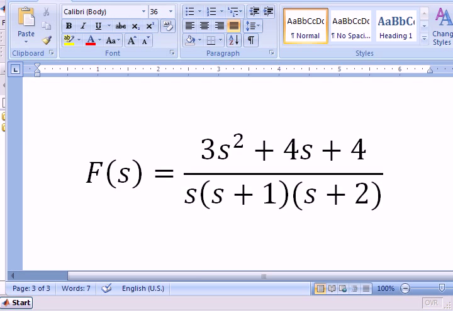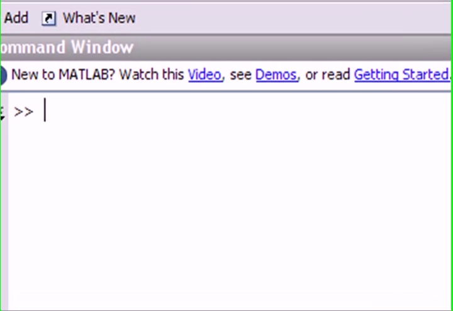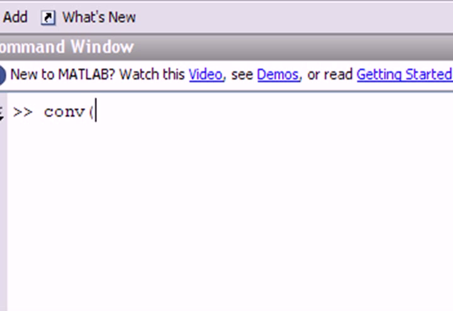For the Laplace transform (3s^2 + 4s + 4)/(s(s + 1)(s + 2)), before we can apply the residue command, we need to multiply out the denominator. The conv command in MATLAB multiplies polynomials in the form conv(a, b), where a and b are vectors with the polynomial coefficients. For example, conv([1 1], [1 2]) multiplies the polynomials s + 1 and s + 2 and results in the polynomial s^2 + 3s + 2.